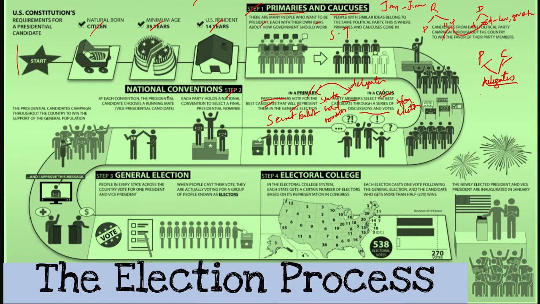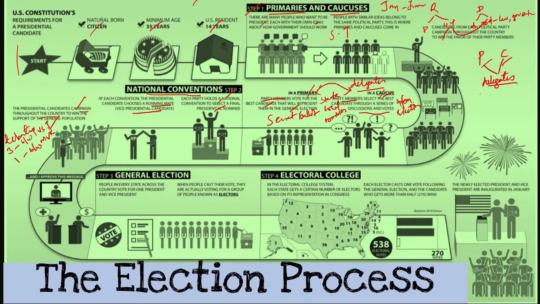So coming to step 2, national conventions. After the election of delegates, they select a presidential nominee, and in turn the presidential nominee selects the running mate, the vice president candidate. After this, the presidential candidates of both parties, the Republicans and Democrats, campaign throughout the country to win the support of the general population. They have debates at universities. This time there are 3 debates between Trump and Joe Biden, and 1 between Mike Pence and Kamala Harris.